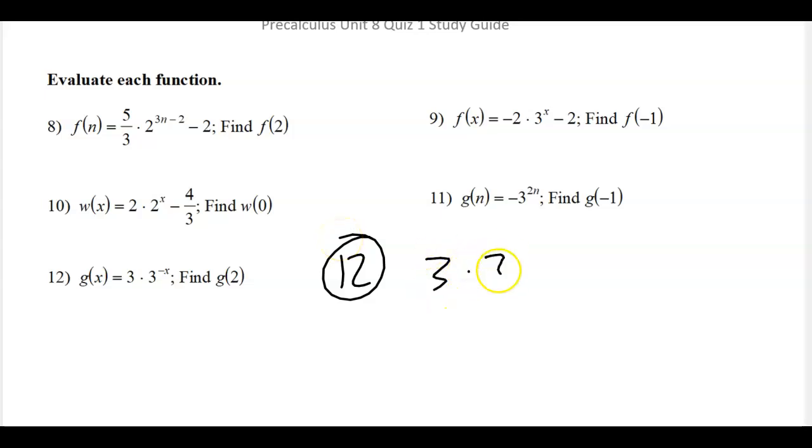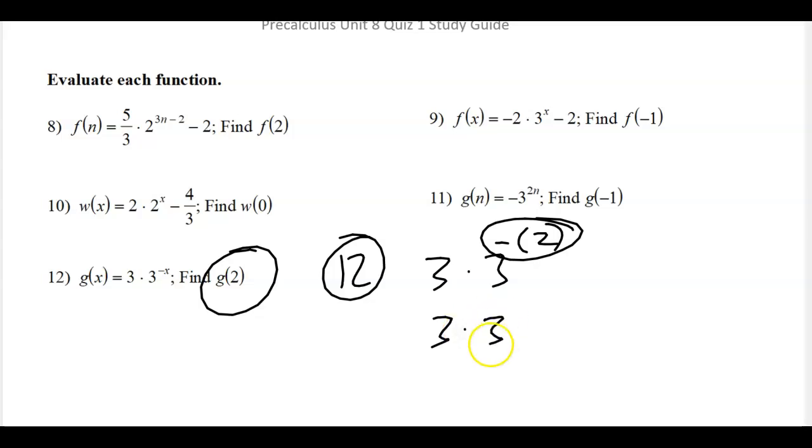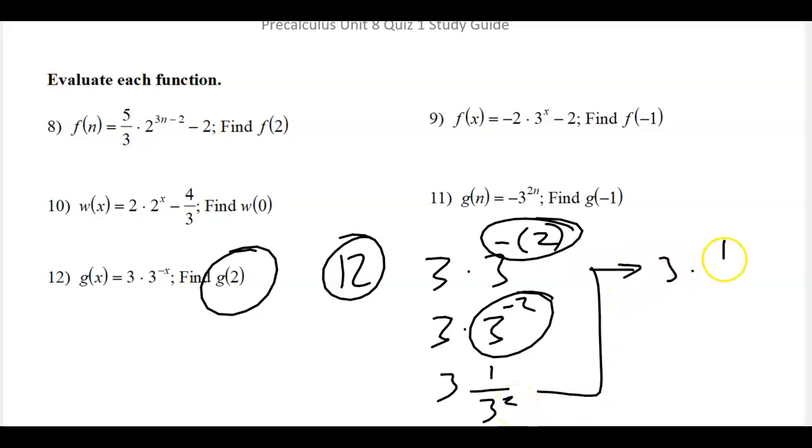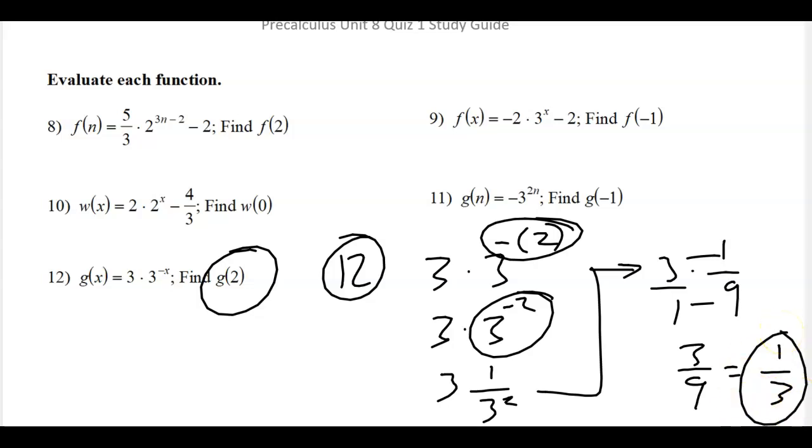We have 3 times 3 to the -x, and we're plugging in 2. So in this case, that could be simplified to 3 to the -2 power. And once again, that -2 only affects the number it's directly touching there. So that's going to be 1 over 3 squared, which is 3 times 1 over 9, which for multiplication you just go straight across. And we should reduce if possible. So final answer there would be 1/3. Right? And so that kind of does it.